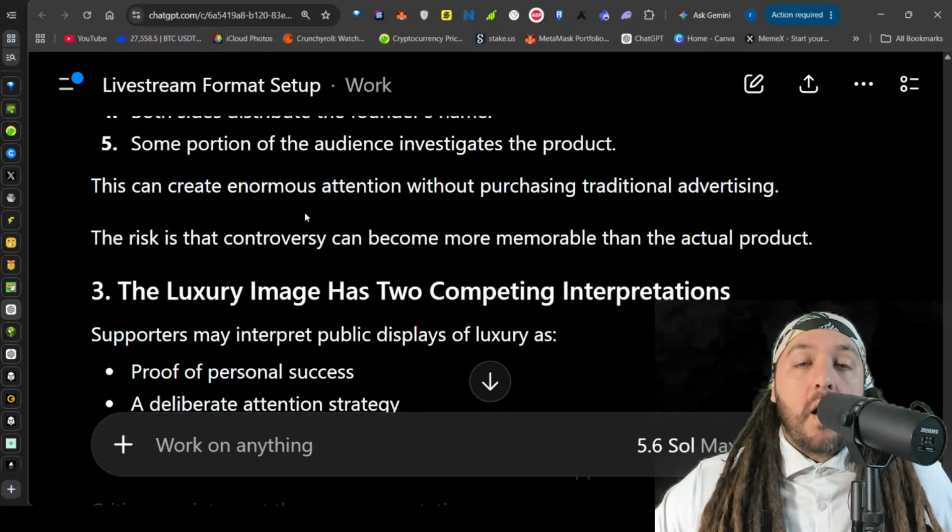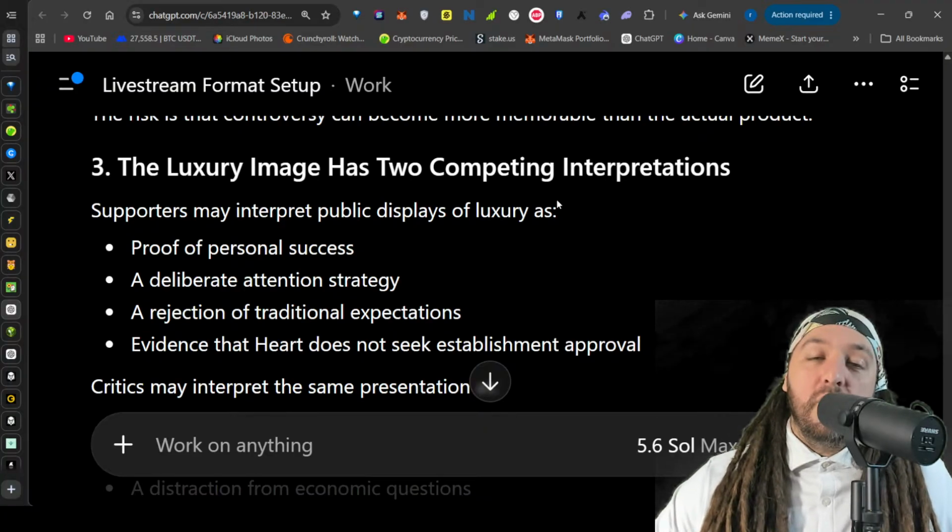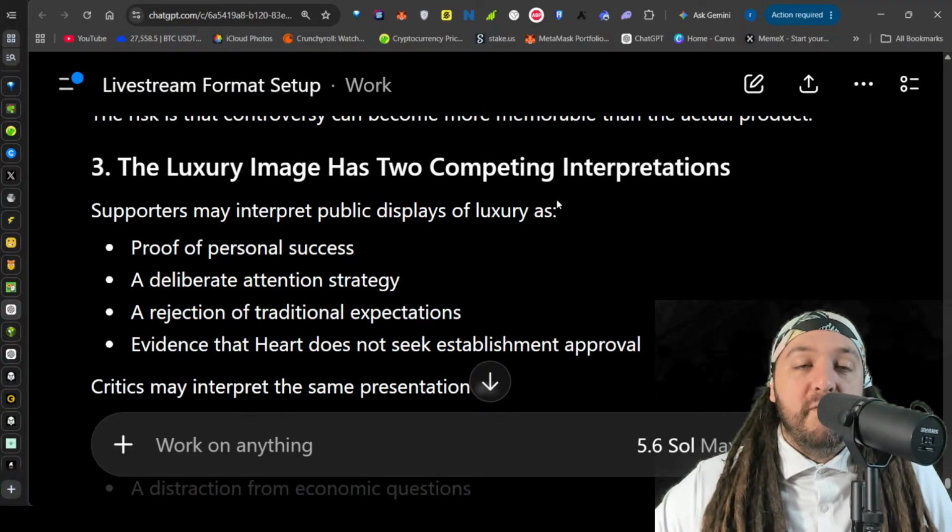The risk is that controversy can become more memorable than the actual product, right? So the controversy people remember, and then they don't even remember what the controversy was about, just the people involved.